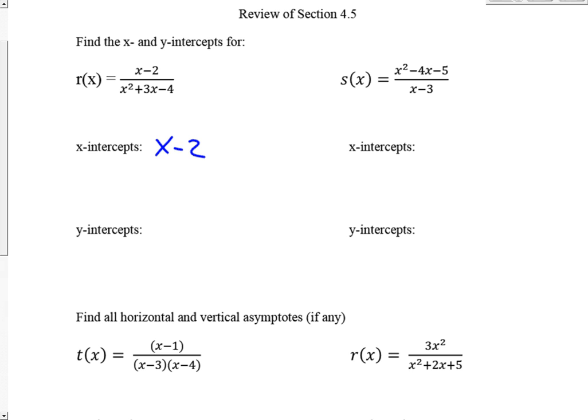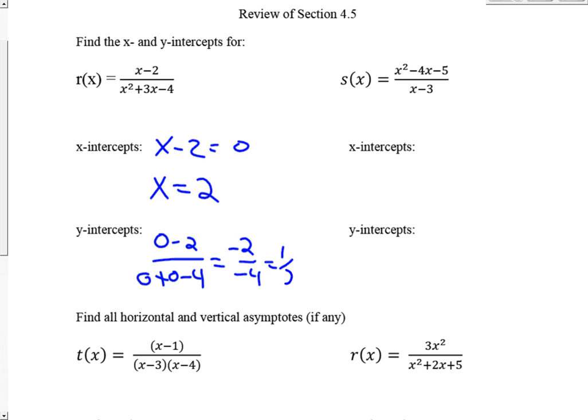Anyway, x minus 2 is set equal to 0, and we get x equals 2. All right. So how about our y-intercepts? Correct. We plug in 0 for x. So 0 minus 2, and then 0 plus 0 minus 4. So here we end up getting negative 2 over negative 4, which is then 1 half. Okay. So we have x equals 2 and y equals 1 half. So that's the x-intercept and the y-intercept.